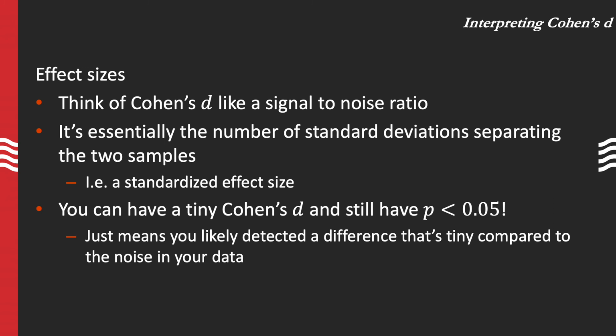You can have a tiny Cohen's d, so a small effect, and still have p less than 0.05. This just means that you detected a difference that's tiny compared to the noise in your data, which probably means you measured a bunch of data.